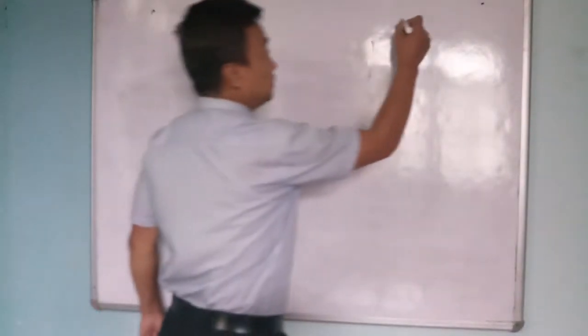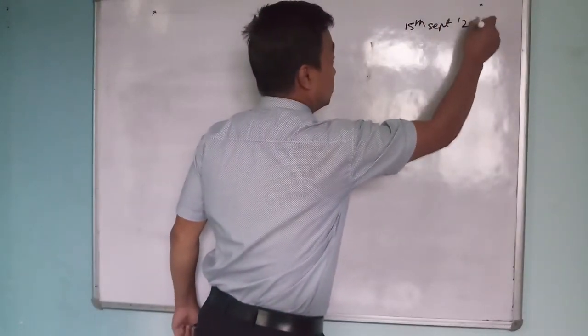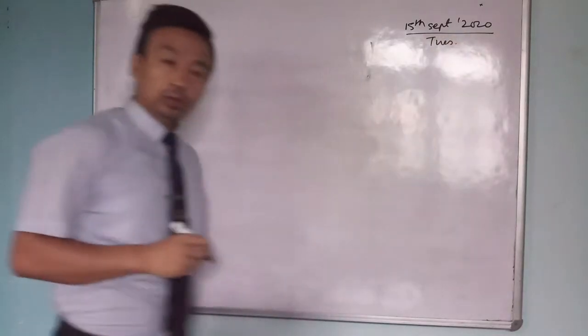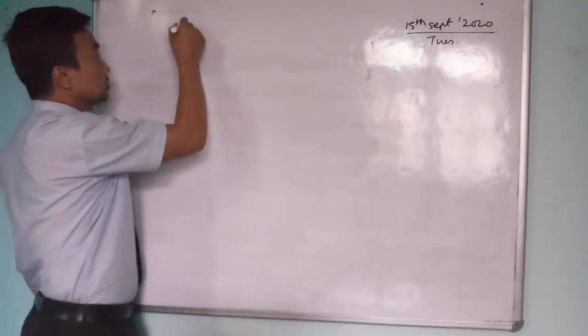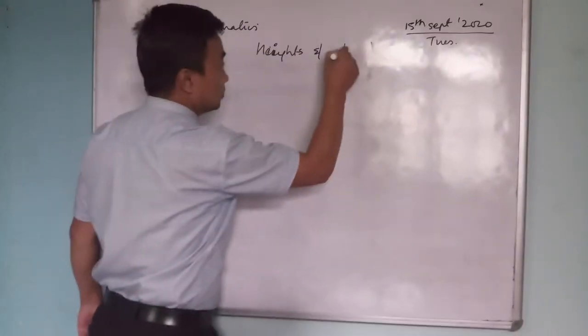Today's date is 15th September, and today is Tuesday. Okay, we will be doing mathematics, heights and distances from trigonometry.